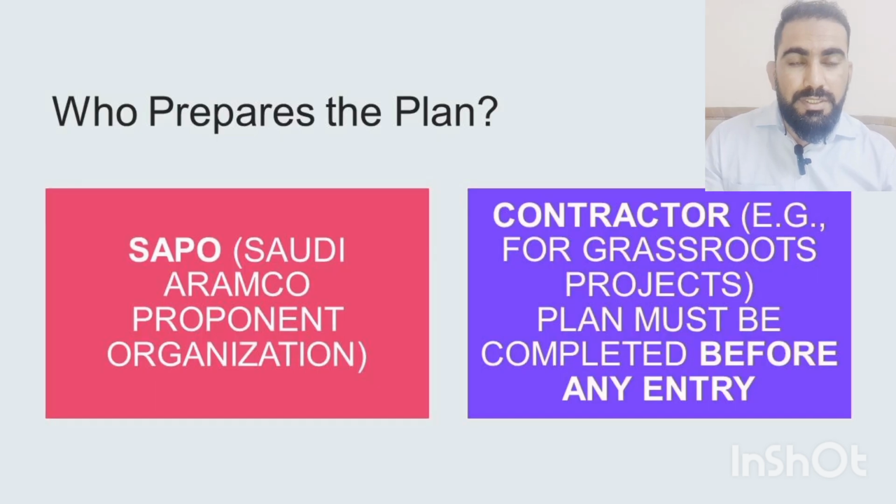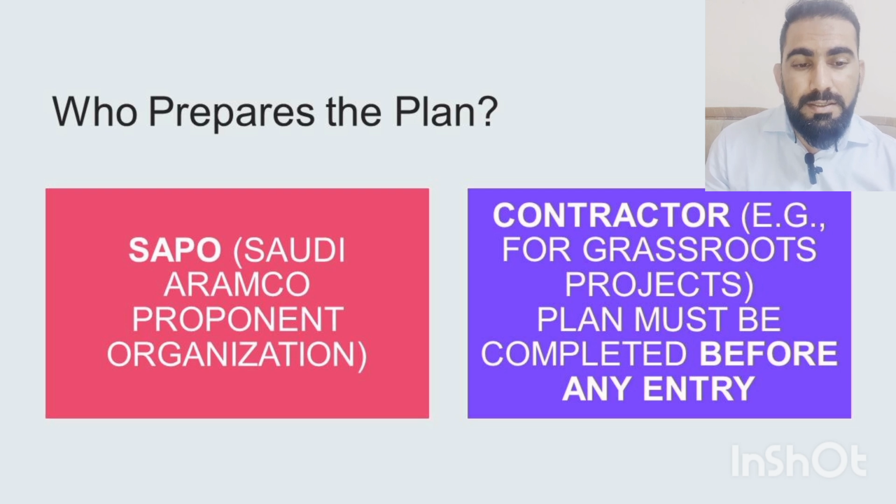It is important to understand who is actually responsible for preparing the confined space entry plan. In Aramco facilities, the SAPO, the Saudi Aramco Proponent Organization, or the area owner or the contractor is responsible for preparing the confined space entry plan specific to that confined space.